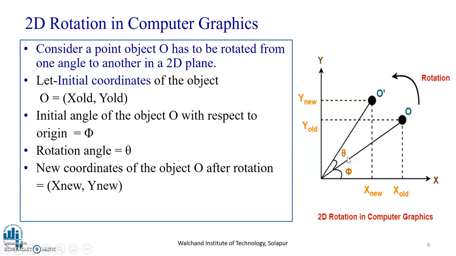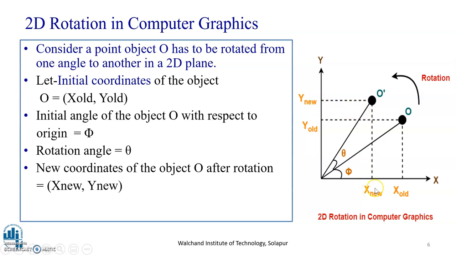Let the initial coordinates of the object O be x old and y old, as you can see over here. The initial angle of the object O with respect to the origin is equal to phi. Now, this object point O is to be rotated by an angle theta. So this point O, after rotating, becomes O dash, and the new coordinates of the object after rotation become x new and y new.